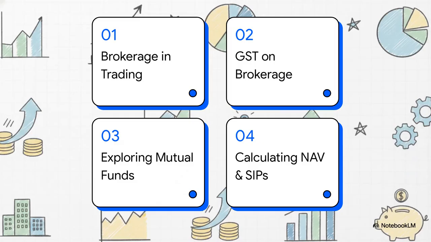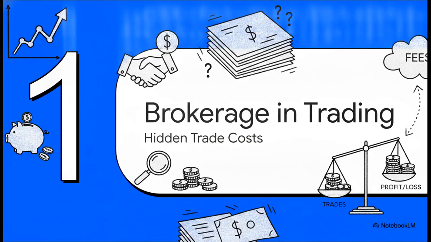Welcome, students. In today's explainer, we are going to cover 4 key areas: brokerage and share trading, GST on brokerage services, exploring mutual funds, and finally, calculating NAV and SIPs. Let's get right into it. Section 1. Brokerage in share trading.